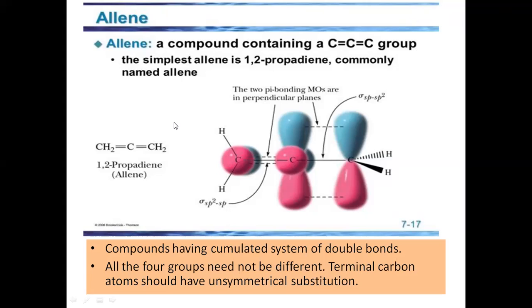So the allenes show isomerism if these terminal carbons have different groups. Then they will show optical activity and isomerism. So here is 1,2-propadiene, the simplest allene.